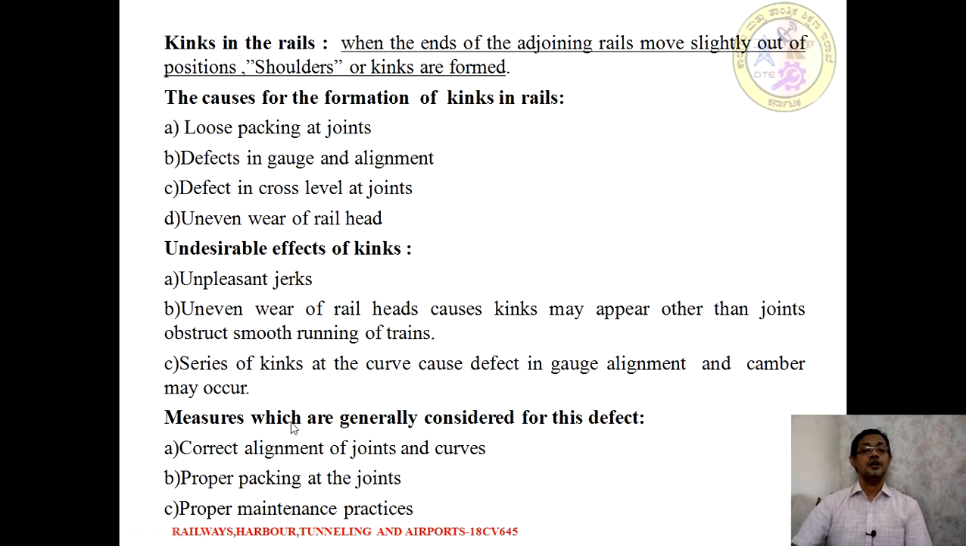The remedial measures generally considered for kinks are correction in the alignment, especially in case of joints and also in curves, proper packing, and proper maintenance practices. These are helpful to reduce some amount of kink formation in the rails.